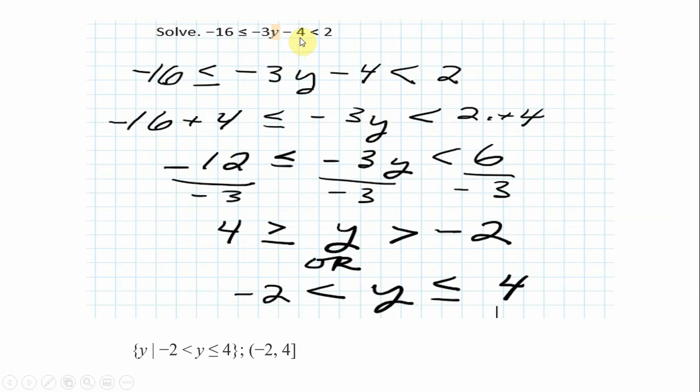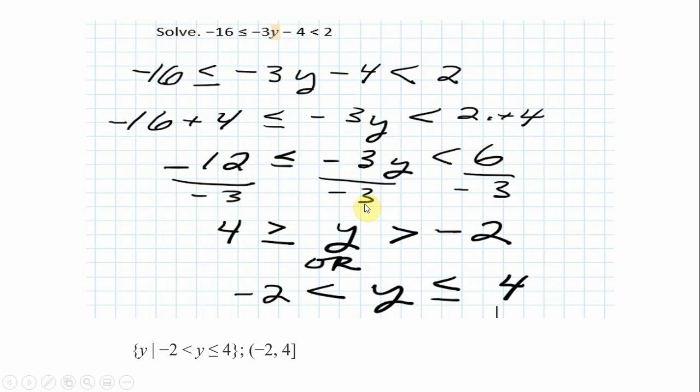Here's another one. Let's solve negative 16 less than or equal to negative 3y minus 4 is less than 2. So this is this piece and then that piece, two separate inequalities. But all we're going to do is focus on the middle and isolate that 1y by itself. So I'm going to add 4, always the constants first. That gives me negative 12 less than or equal to negative 3y because the constant went to 0, and then the 2 plus 4 is the 6.